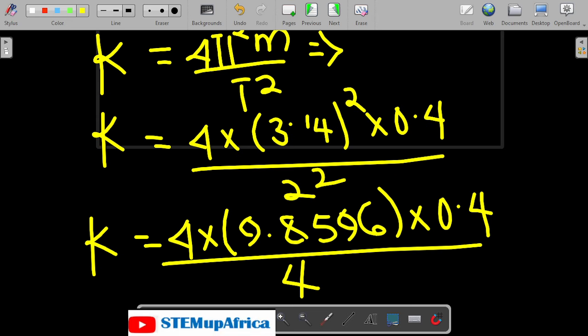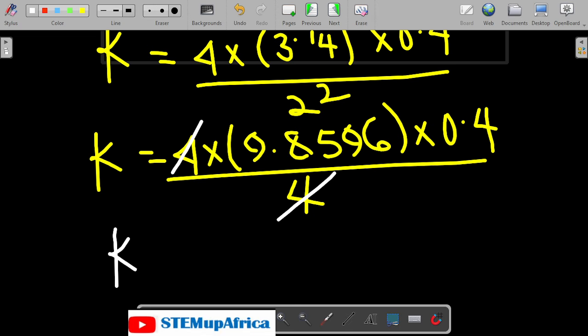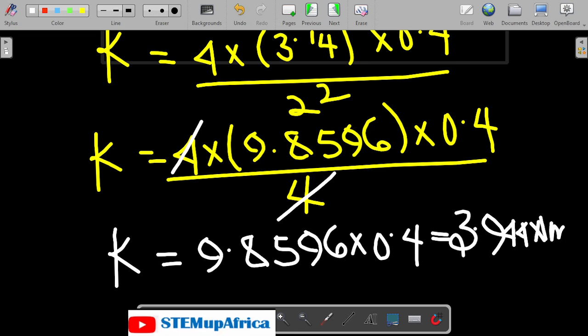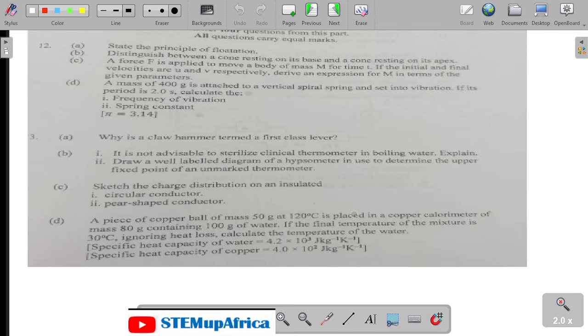So you agree with me that this 4 can remove this 4, so my k becomes 9.8596 times 0.4. Let me multiply from my end here. 9.8596 times 0.4 will give me 3.944 Newton per meter. That is the solution to question 12A to D.